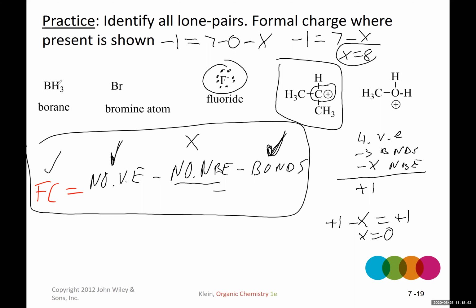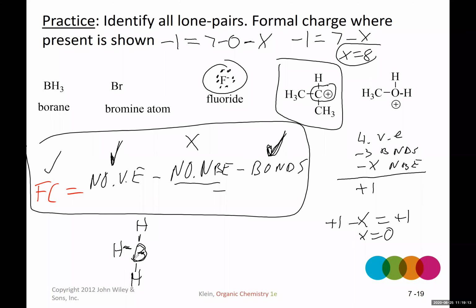Let's do the borane, BH3. So I'll draw the structure. So here, I forget, I'm sorry, someone asked, in this, do you ever have to draw the structure? Well, in this case, I guess you do. But there's only one way you can draw the structure BH3, because hydrogen only forms 1 bond, right? So it has to be like that. Right?